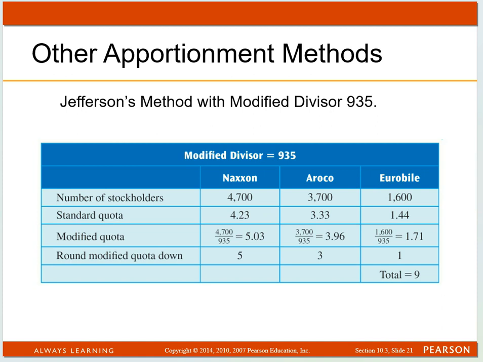So now Jefferson tries 935. So you can see he's dividing by 935 now. And there we go. That one came up. It was a 4 before. So there's your 5. This one's still at 3. But remember, he always goes to the lower quota. So even though 3.96 is really close to 4, he still grabs the 3. And 5 and 3 and 1 does add up to 9. And that's what Jefferson did.